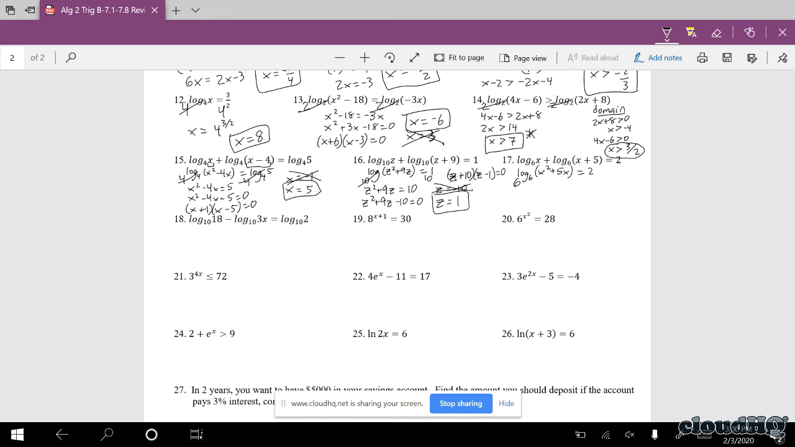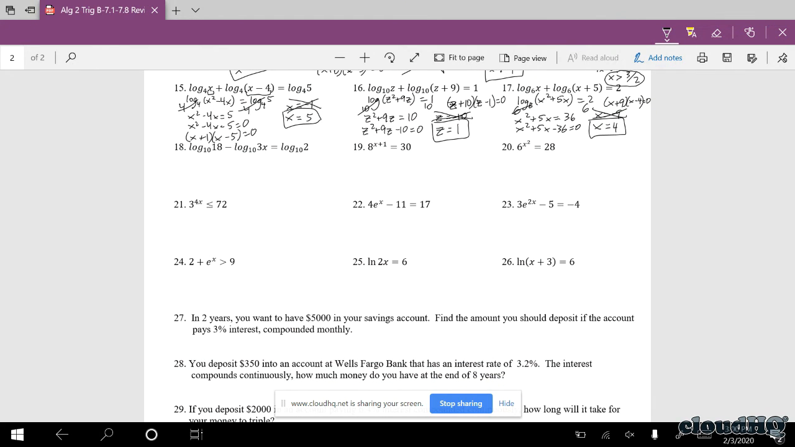Now we can exponentiate with the 6. So x squared plus 5x is equal to, over here I have 6 squared, which is 36. Subtract the 36 over. So when I factor that, x plus 9, x minus 4. So we get x is negative 9, and I get x is positive 4. Plug negative 9 in, it doesn't work, so we just get x equals 4.